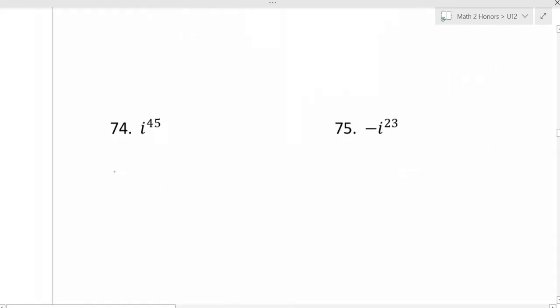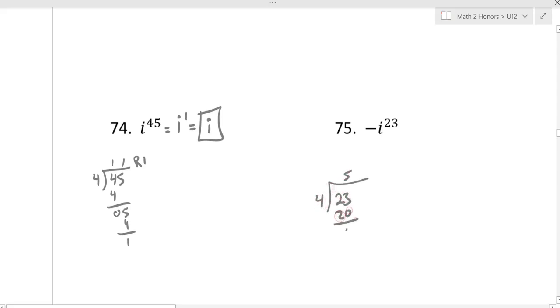74. I'm going to take 45 and divide that by 4 to see what the remainder is, because these powers grow in cycles of 4. And we get a remainder of 1. So i to the 45 is the same as i to the power of 1, which is just i. Do the same thing with 23. We get a remainder of 3, so this is the same as negative i to the power of 3, which is negative.